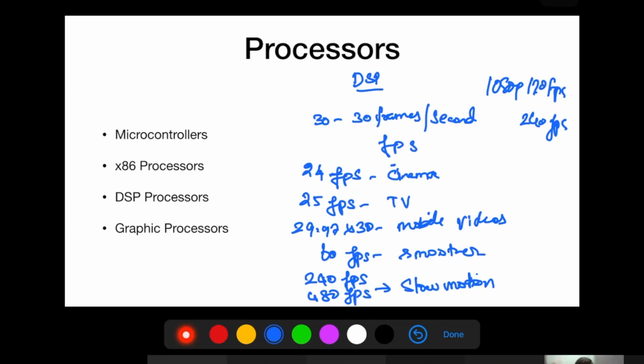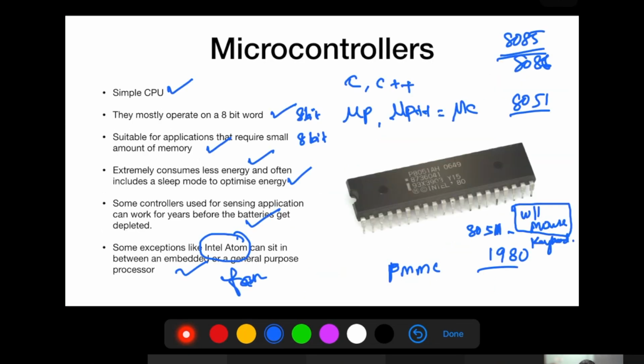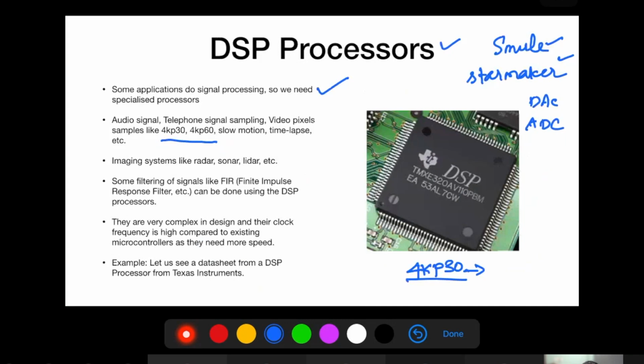Okay, fine. So for making this, you need to have heavy computing power. Those computations cannot happen with the help of a microcontroller. So we need a different processor called a DSP, digital signal processor. That's why we go for a digital signal processor. It does things like imaging systems: radar, sonar, light detection and ranging. Then we have some filters also.